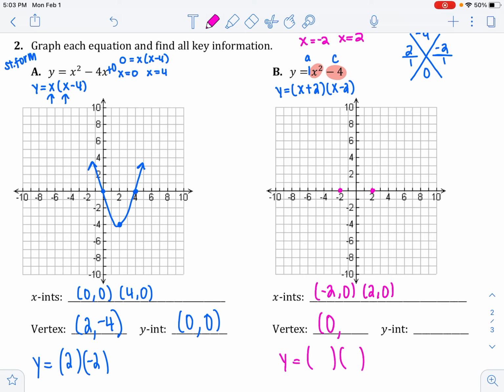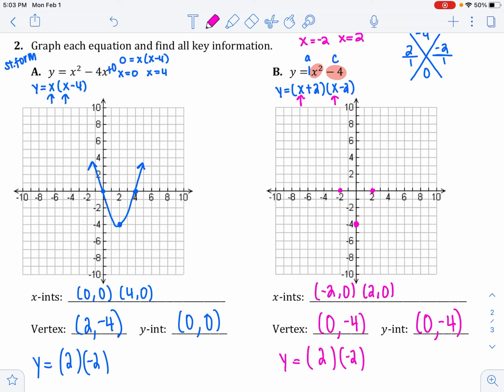So I'm going to do Y equals. I'm plugging into 2 places. So I'm plugging in 0 here and here. 0 plus 2 is 2. 0 minus 2 is negative 2. 2 times negative 2 is negative 4. So (0, -4). My Y-intercept: when I plug in 0 for X, what do I get for Y? Or you know it's (0, C). C is negative 4, so (0, -4).